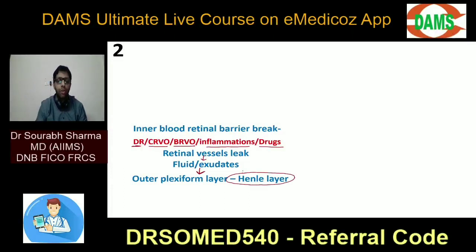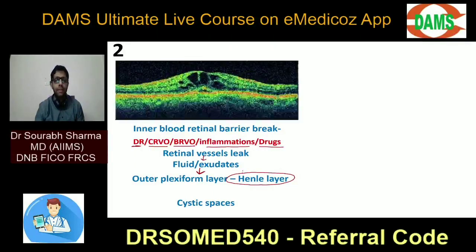What is the other name of outer plexiform? I told you, Henle's. Someone asked, sir, what is the orientation? Radial orientation. So when retina vessels are leaking and fluid is coming, what will happen to the thickness of the retina? The retina will develop cystic spaces like this. See, the thickness of the retina is increased. There are cystic spaces. See this black thing, these cystic spaces.